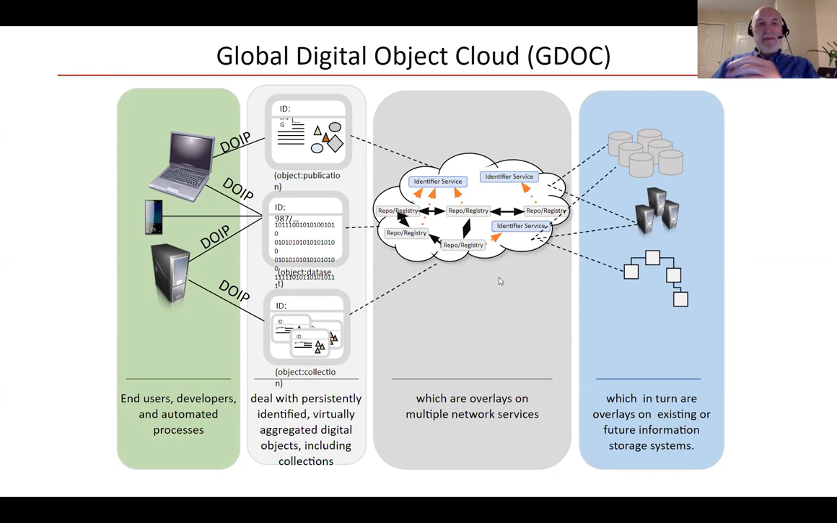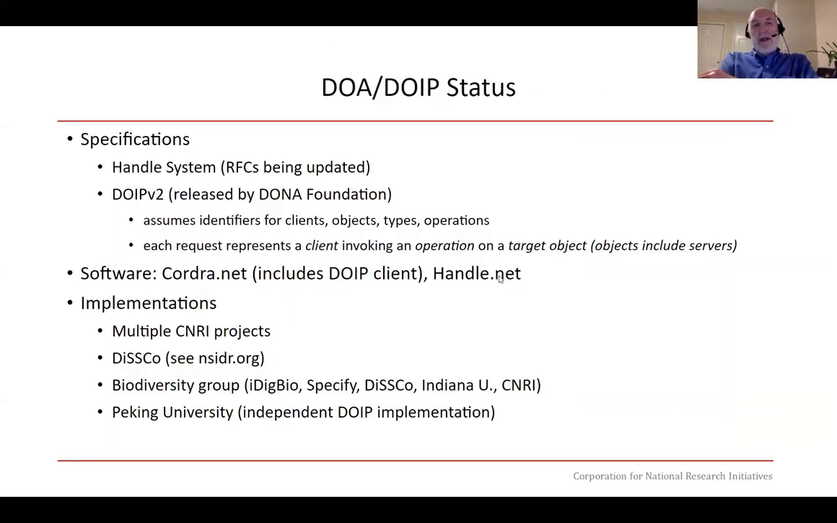Next slide, please. So where are we with this? Well, there are relevant specifications. The handle system is an example, though there are other ID specifications. The digital object interface protocol, which is released by the Dona Foundation, who are now the curators of the handle system, assumes identifiers for clients, objects, types, and operations. There's a protocol, and almost every element in the protocol is an identifier. So each request represents a client invoking an operation on a target object, and every one of those is an identifier.